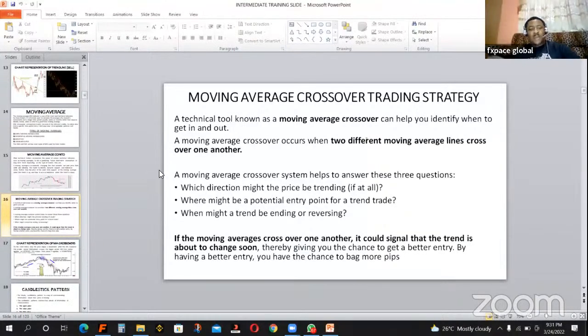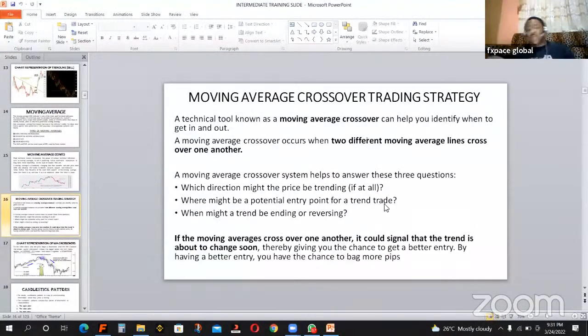The second one is where might be a potential entry point for a trend trade. To engage your trade, where is the entry point? When might a trend be ended or reversing? Moving average will tell you. So that's what we achieve using moving average. We say moving average serves as some dynamic support and resistance. We use moving average to know where to enter the market and where to exit. We use moving average for our stop loss and our take profit.